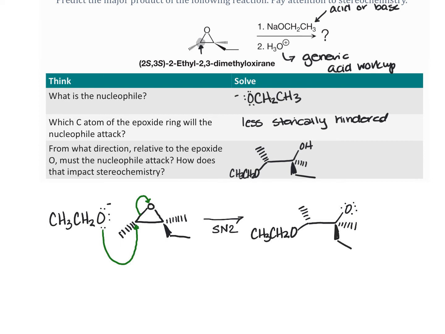Just like that. Don't forget your minus charge there. We want to show all our charges. We've got an acid workup, so that's H3O plus. Those electrons come in, those electrons go there. That's a proton transfer.